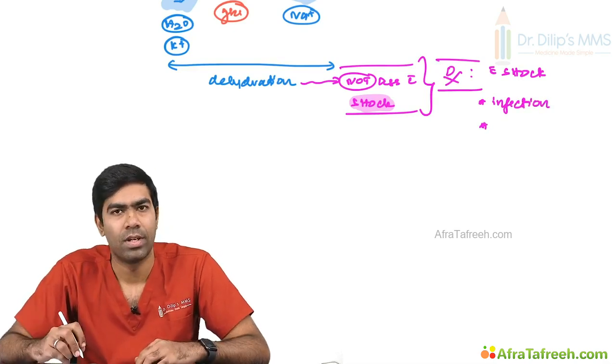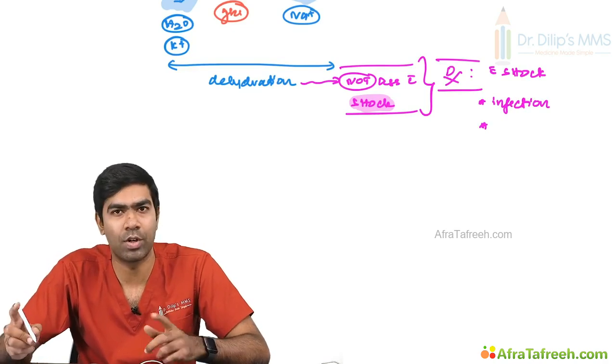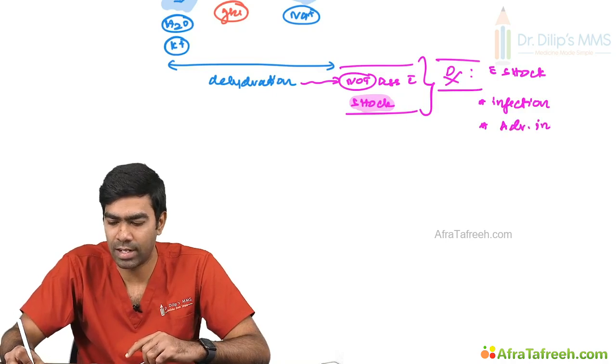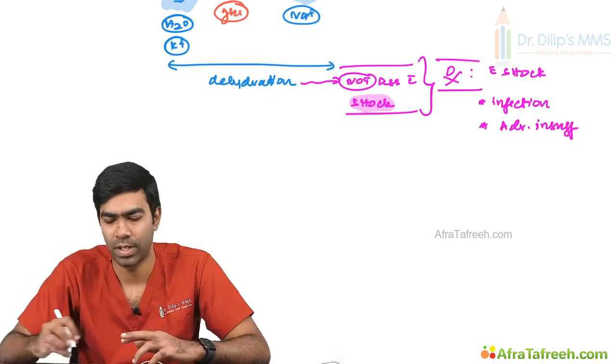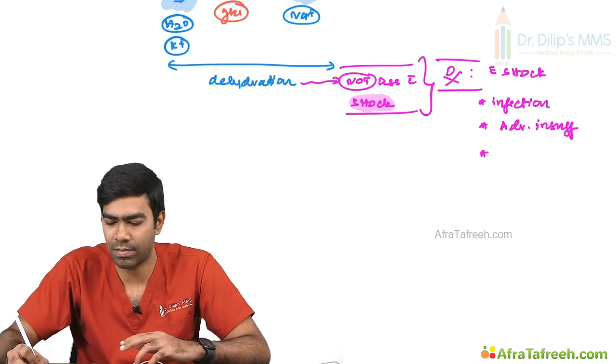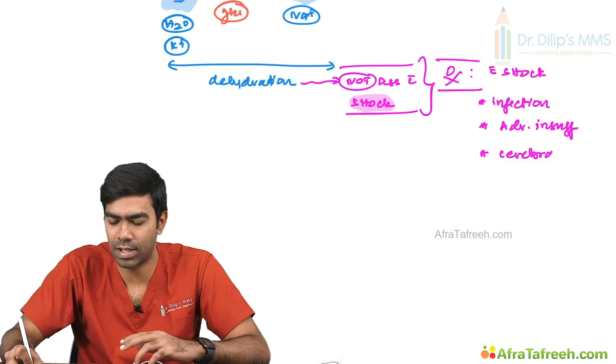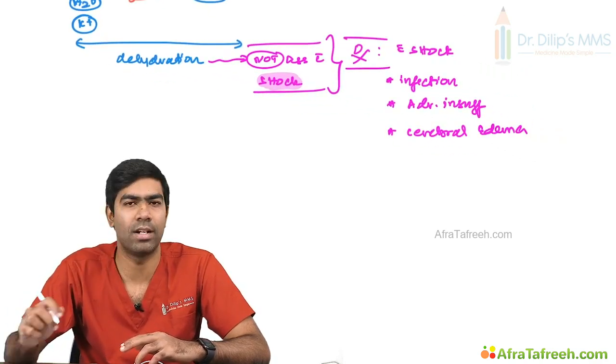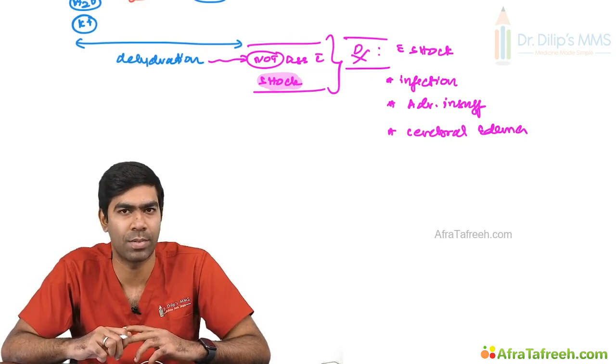And number 2, because these are type 1 diabetes mellitus patients, the patient may be having associated adrenal insufficiency, which has to be ruled out for sure. And at the same time, the patient might be having associated cerebral edema, which is a very, very important complication of DKA in children. Adults getting cerebral edema is very rare, even though they present with DKA.